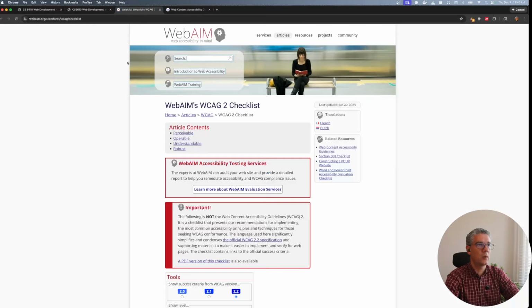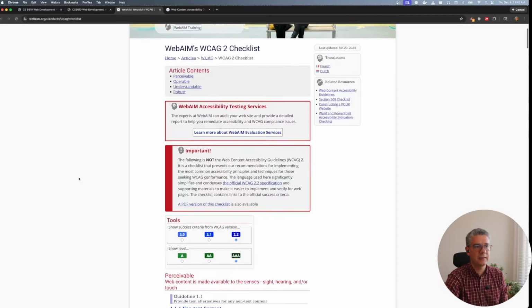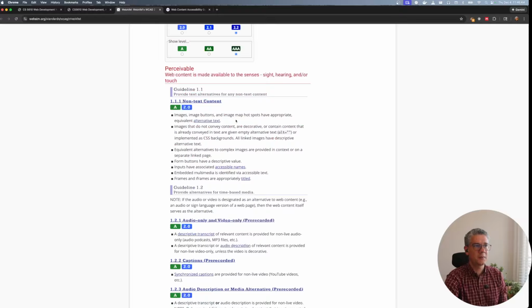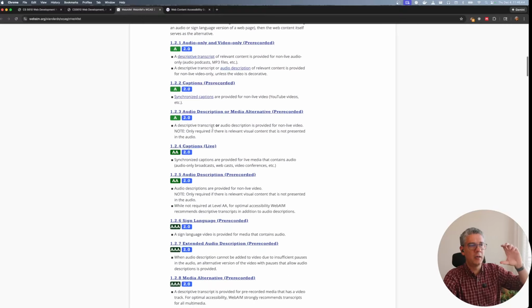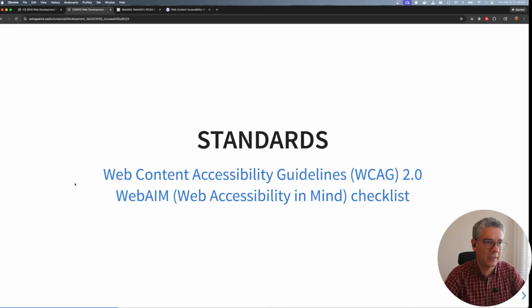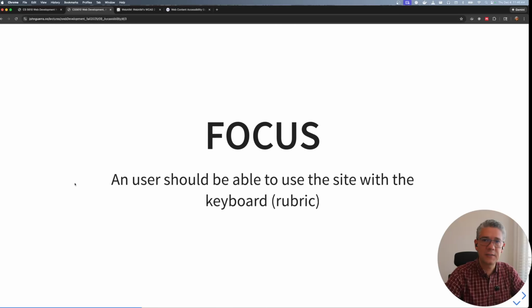So for instance, WebAIM is a project that helps you create a whole checklist of all the things that you have to do on your specific application. And I really like it because it's more of an action item, a list of actions that you can check for your application. So take a look at those first. And then next, we're going to be talking about focus.